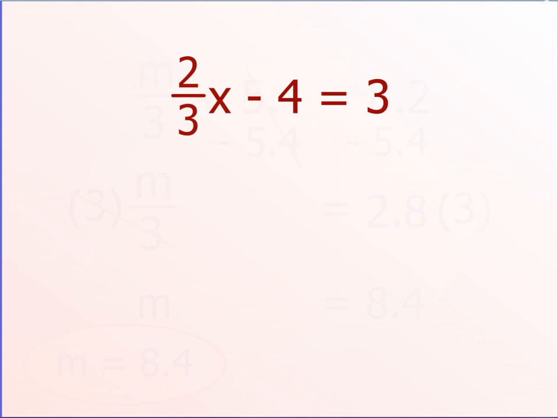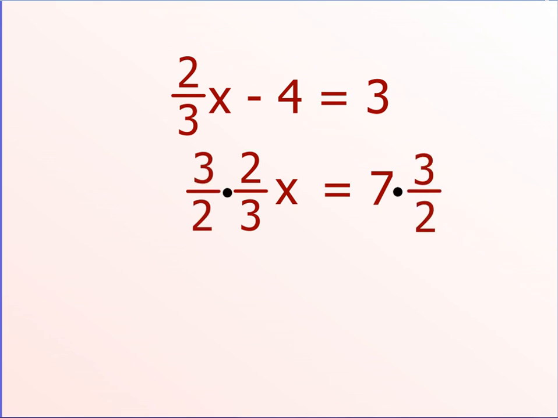Last but not least, let's take one more look at a coefficient that's a fraction. We're still going to have our dividing line. We still have to do our add or subtract before we take care of our coefficient. So I'm going to add 4 to both sides, and I'm going to be left with 2/3 x equals 7. To undo a coefficient that's a fraction, remember we multiply by the reciprocal. 6 over 6 is equal to 1, and 1x just gives me x.